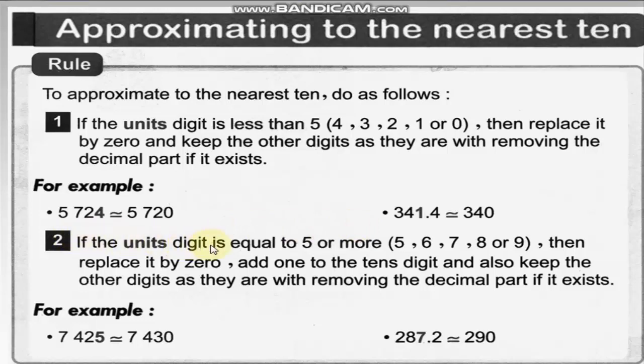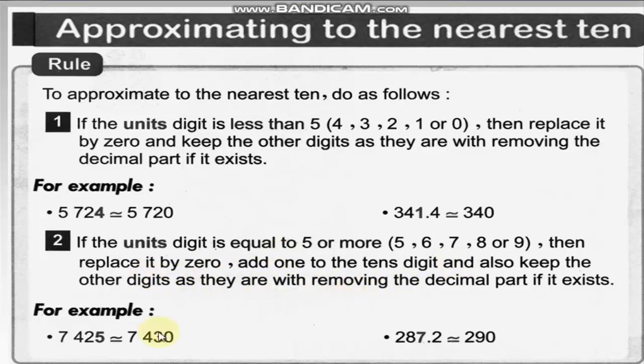Number 2: If the unit's digit is equal to 5 or more, that means 5, 6, 7, 8 or 9, then replace it by 0 and add 1 to the tenth digit, and also keep the other digits as they are, removing the decimal part.